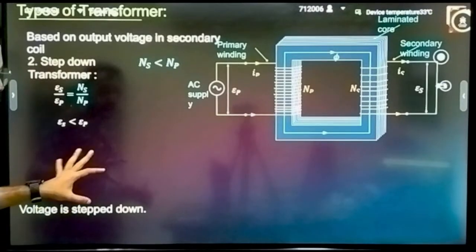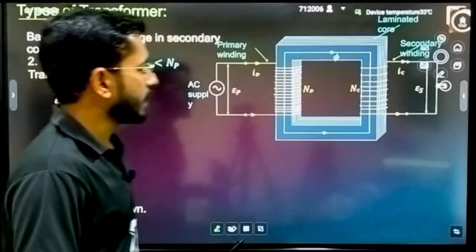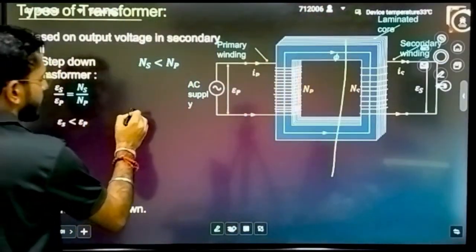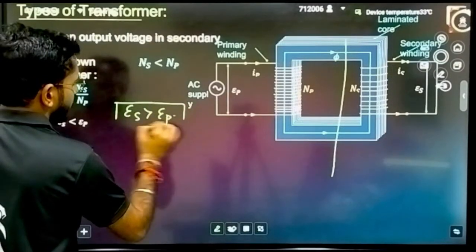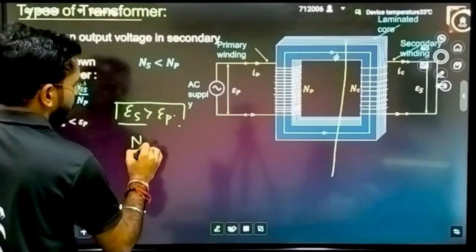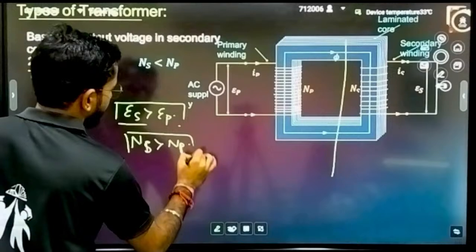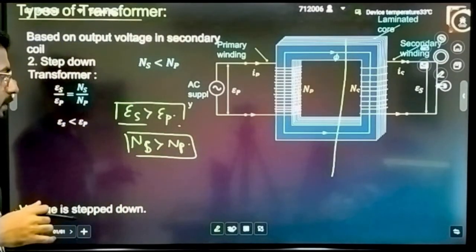If you have to write the condition for the step up transformer, let's discuss that as well. This is the output side, this is the input side. Step up transformer means that the EMF of the secondary circuit should be greater than the EMF of the primary circuit. And if that is the case, the number of turns of the secondary circuit should be greater than the number of turns of the primary circuit.